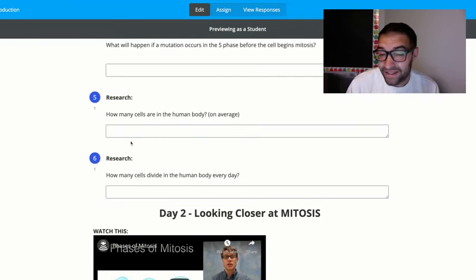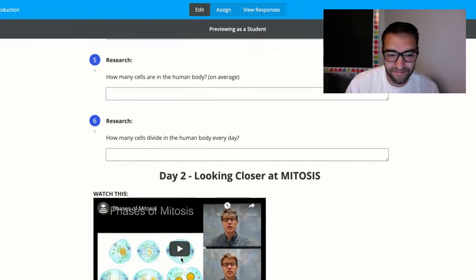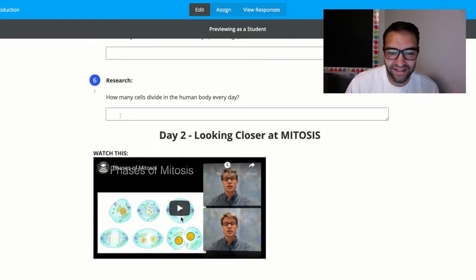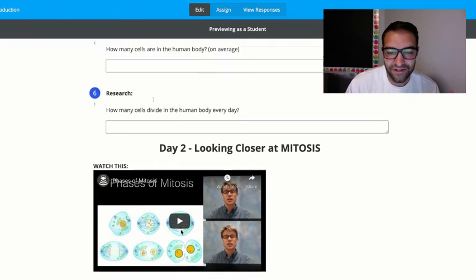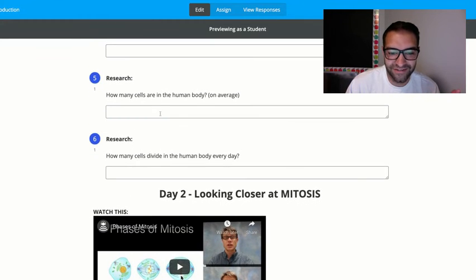So cells are constantly dividing and creating new cells. How many cells are in the body? And of course, there's different types of cells, so keep that in mind. And then, how many cells divide in the human body every day? If this process is happening all the time and it takes about a day, how many cells are actively dividing? So again, do your best. There's not going to be a really right or wrong answer, but it's based on research. So hopefully you'll find the answer that I found.